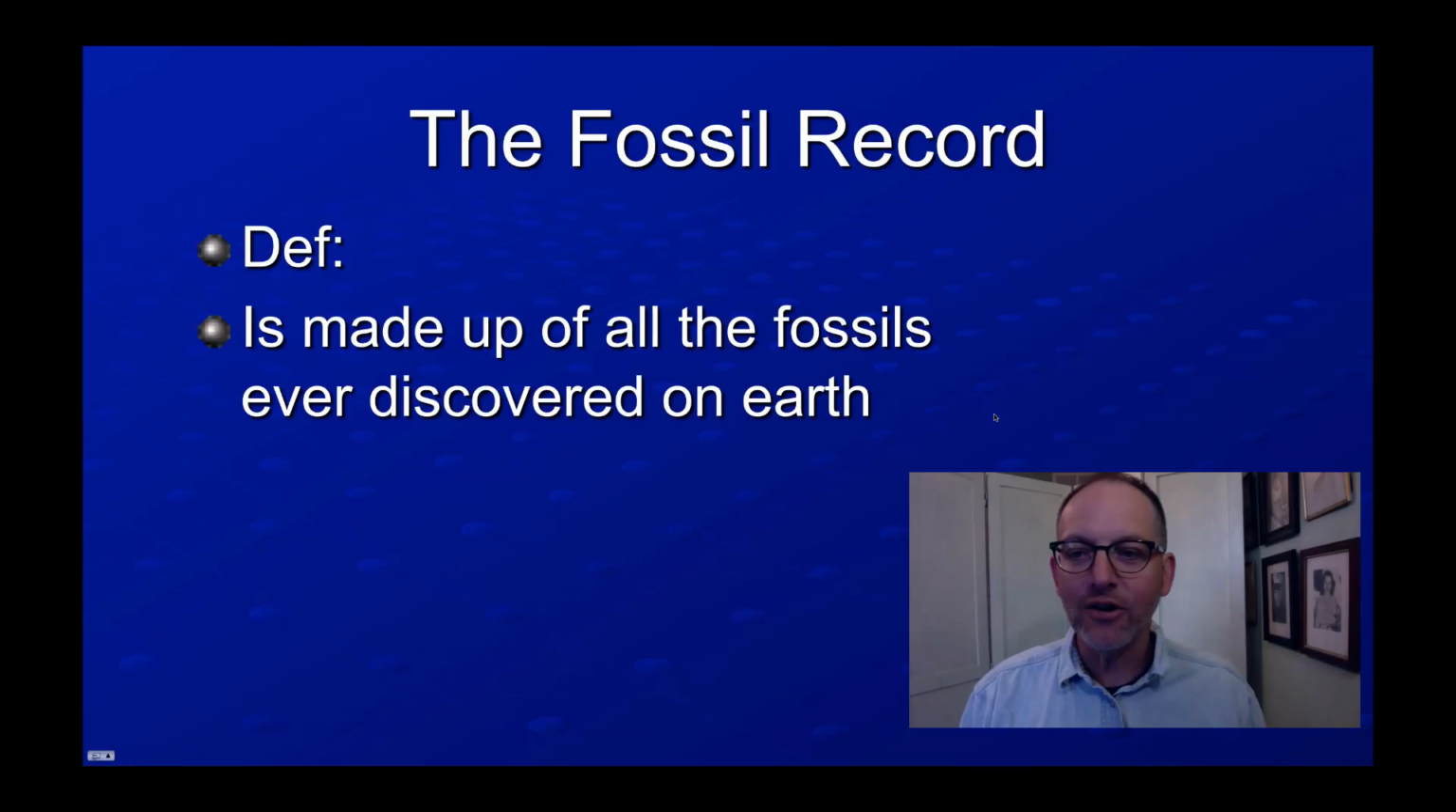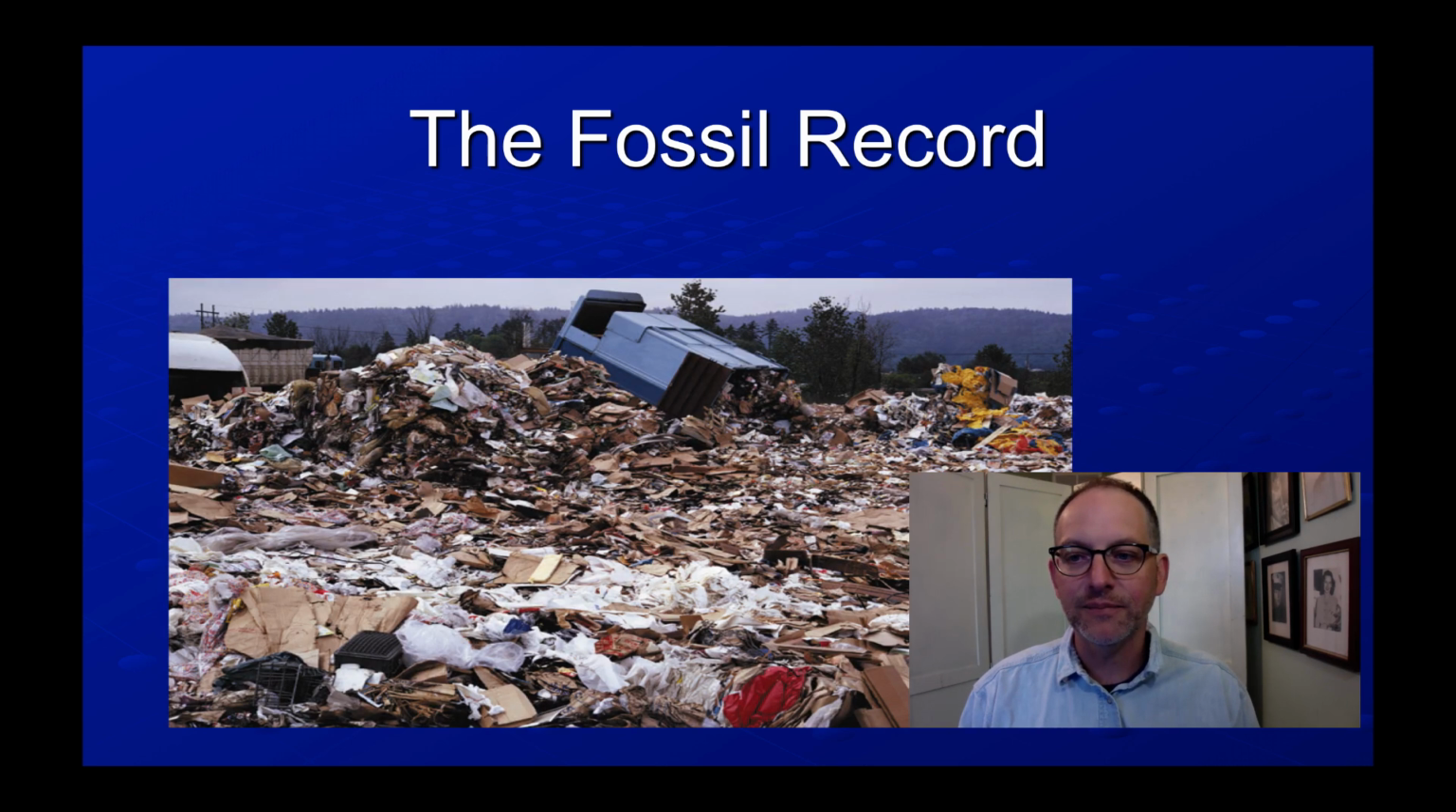The fossil record is made up of all the fossils ever discovered on Earth, and there literally have been millions and millions of fossils found. Now, the fossil record, how do you determine the age of a fossil? Well, there's two ways.